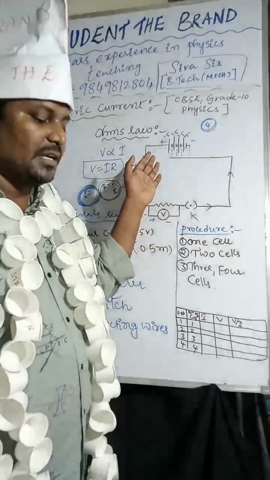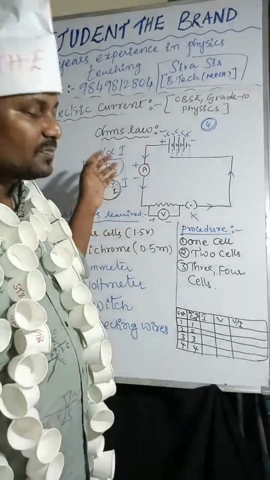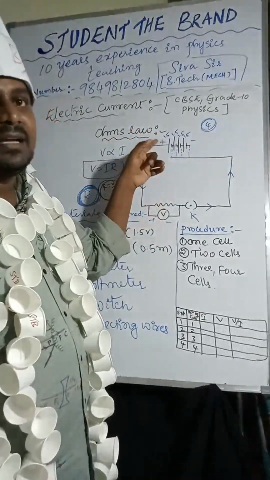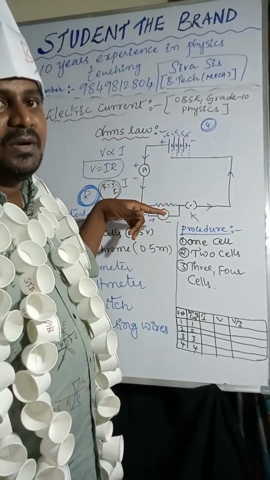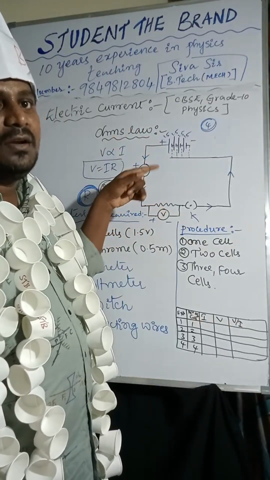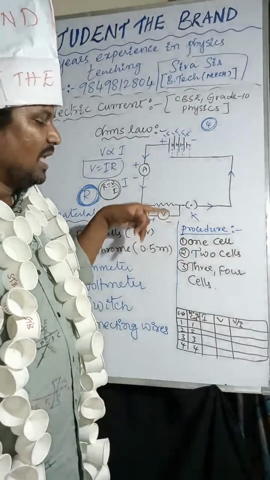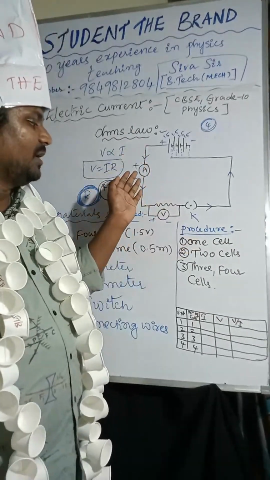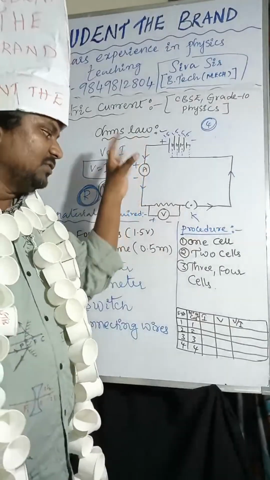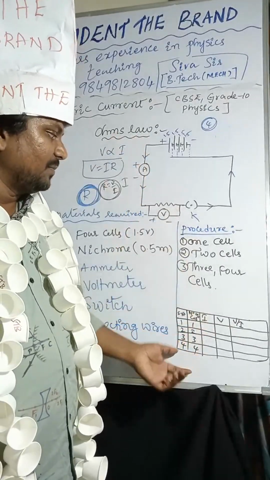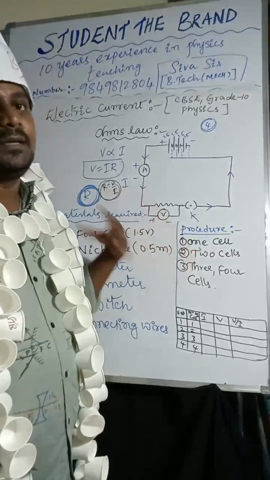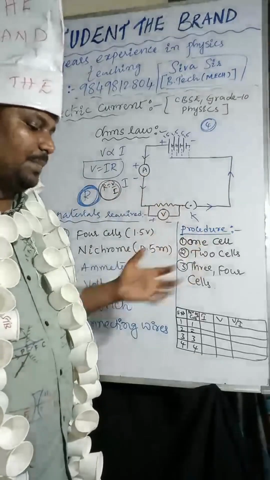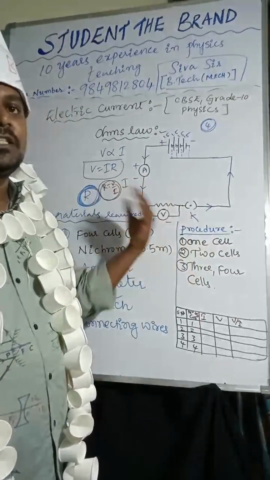So what is the procedure to do this? First, connect one cell and note down the reading of the ammeter and voltmeter. Then connect two cells and note down the reading of the ammeter and voltmeter. Mention those values in the tabular form. This is the tabular form. Then repeat the process for three and four cells.